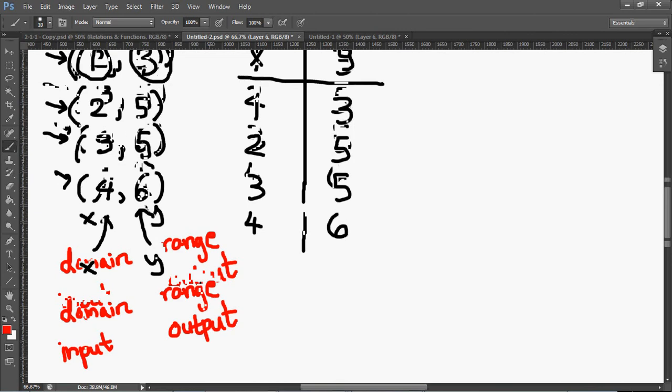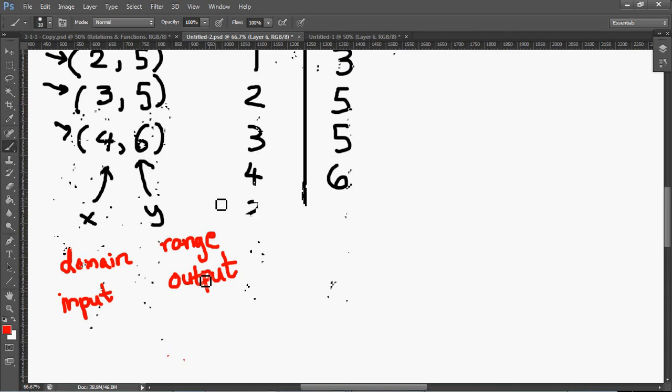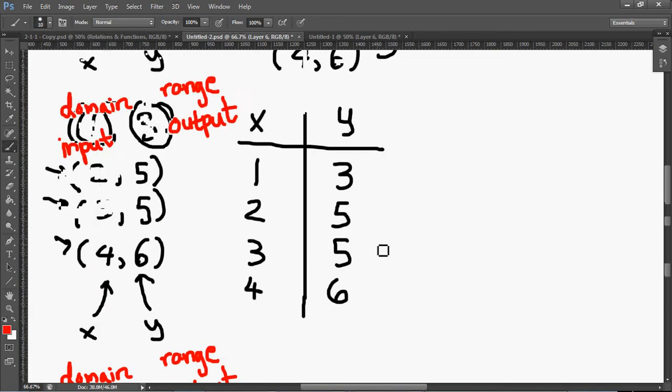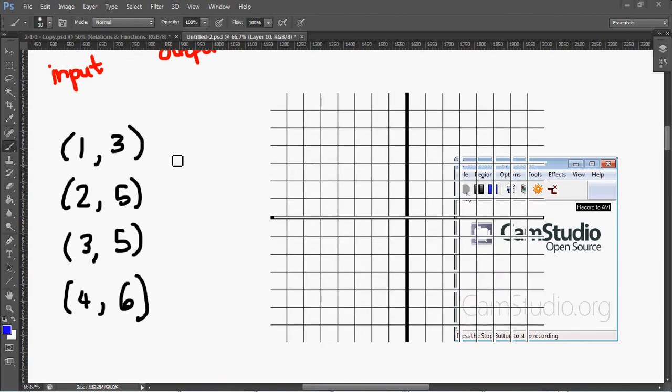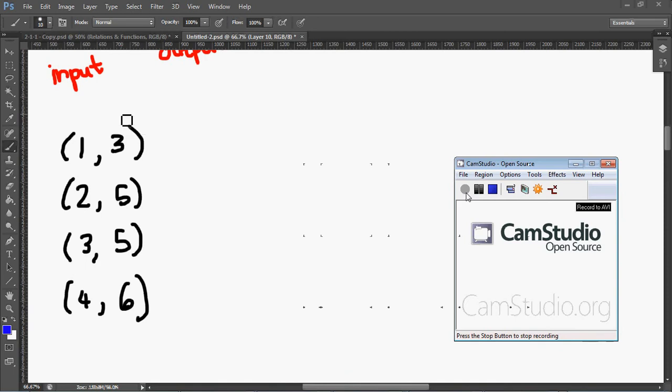And so far we've covered 2 ways to represent a relation. The first is the ordered pair, the second is the table, and now it gets a little more complicated. The third way to represent a relation is really fun, and it's through graphing the points. And this is really straightforward. You basically just graph all of the ordered pairs onto the graph.